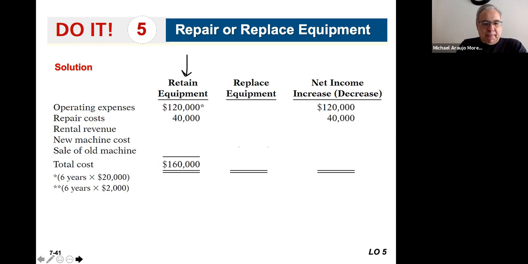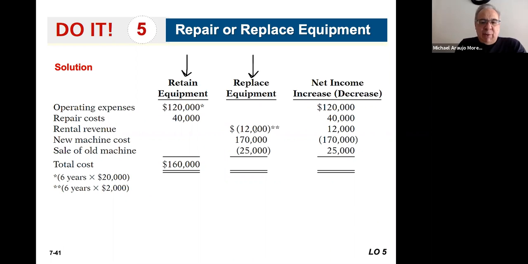However, if they were to replace the equipment and buy the new lift, they would be able to rent it out for $2,000 a year for 6 years, which lowers the cost. That's why it's in parentheses here. Of course, they would have to fork out $170 to buy it. So that would certainly take away from their profits. But they can sell the old machine for $25 and save some of that.